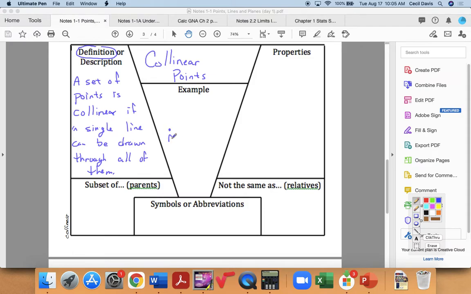Let's say I have point A here and point B here and point C here. Could I draw a line that would contain all 3 of those points? Yes. So these are collinear. Down here at the bottom, I'm going to draw 3 more. What about those 3 points? Are they collinear? No. We say that these are non-collinear.